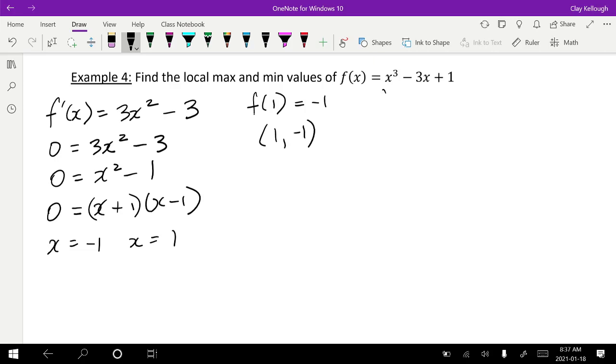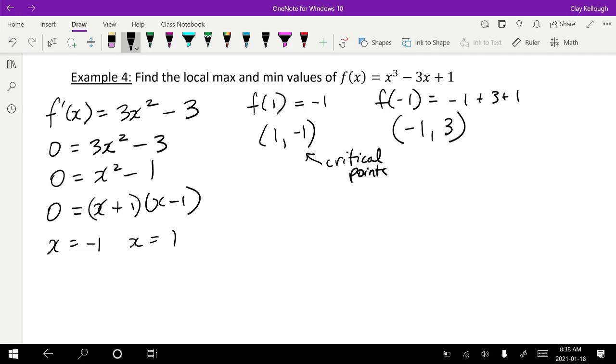And the other one happens when x is negative 1. So that'd be negative 1 cubed is negative 1 plus 3. So that's negative 2 plus 1. No, hang on a second. Do I have that right? f of negative 1 is negative 1 plus 3 plus 1. So that one's just going to be 3, right? Right. Negative 1, 3. And there we have it. So there's the two, what we call critical points.